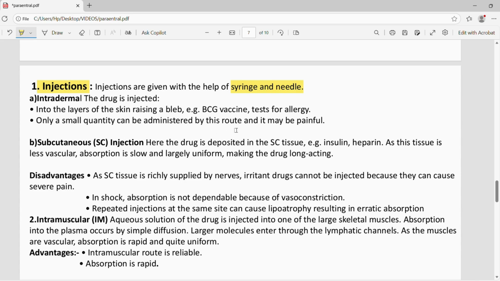Only a small quantity of drug can be administered and this may be painful. This is one of the disadvantages of the injections or the parenteral route of drug administration. Only a small quantity can be given and it may be painful.